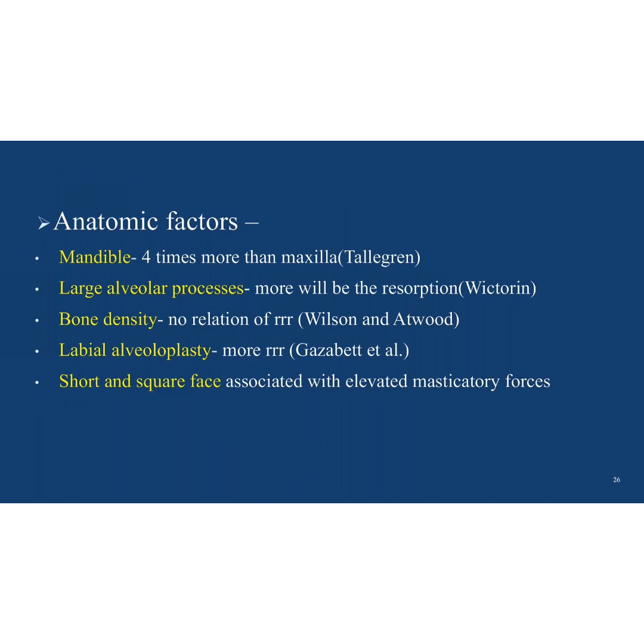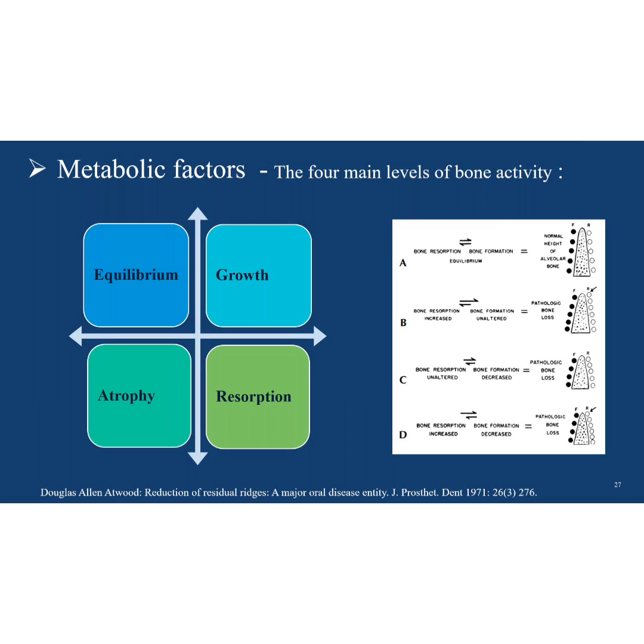Anatomical factors. The mandible resorbs 4 times more than the maxilla according to Tallgren. The larger the alveolar process, the more will be the resorption according to Atwood, because a greater amount of mass is to be resorbed. Bone density has no relation with residual ridge resorption as determined by Wilson and Atwood. Labial alveoloplasty gives more residual ridge resorption as evaluated by Gazzab et al. And a short and square face is associated with elevated masticatory forces. These were the findings of certain studies.